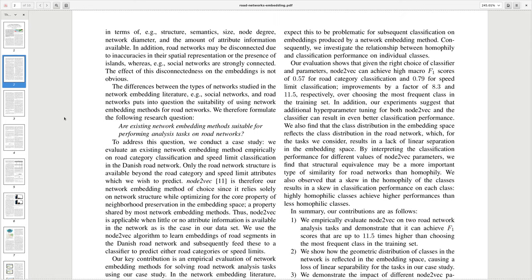We therefore formulate the following research question: are existing network embedding methods suitable for performing analysis on road networks?